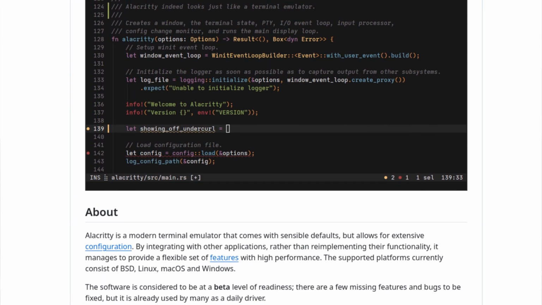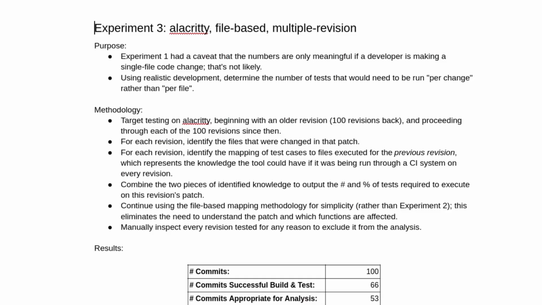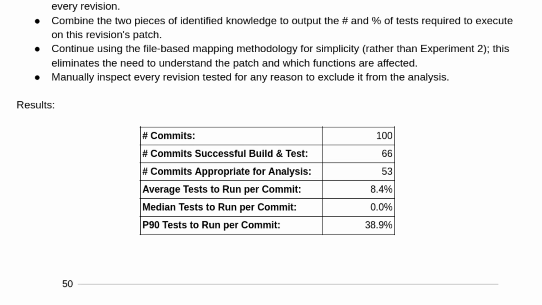I've gone into some depth with alacritty. What I've been able to discover, analyzing the past 100 commits from the project, excluding a few commits that at the time testtrim wasn't able to operate on, is that on average, each commit only required running 8.4% of the test suite. And the P90 of tests to run per commit, so this means that 90% of commits required this many tests or less, was 38.9% of the tests.